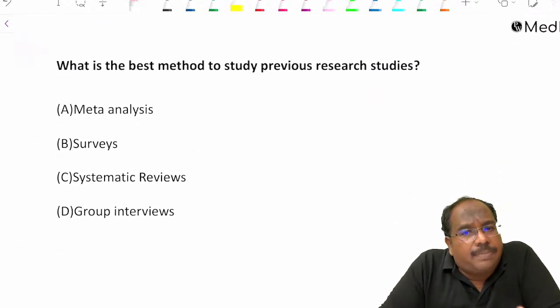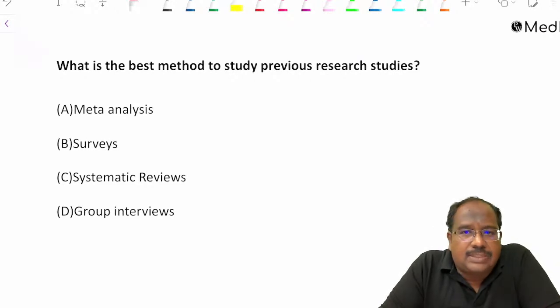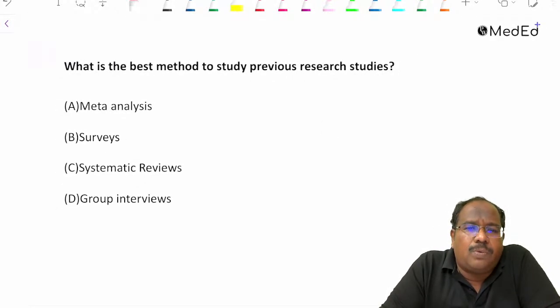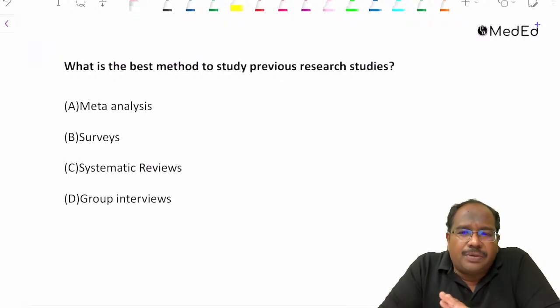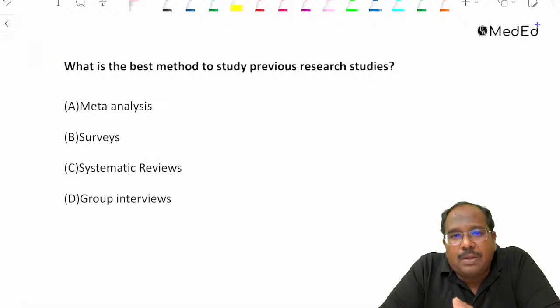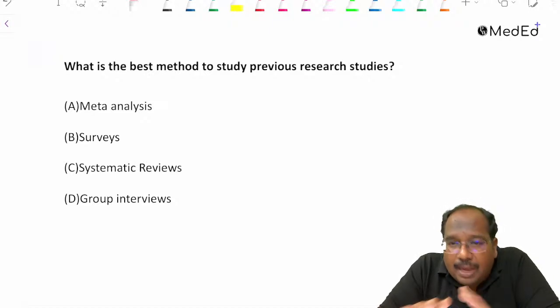So what is the best method to study previous research studies? Okay, previous research study. So what is the best way? So look here. We have these various study designs. We have case control, we have cohort, we have RCT.